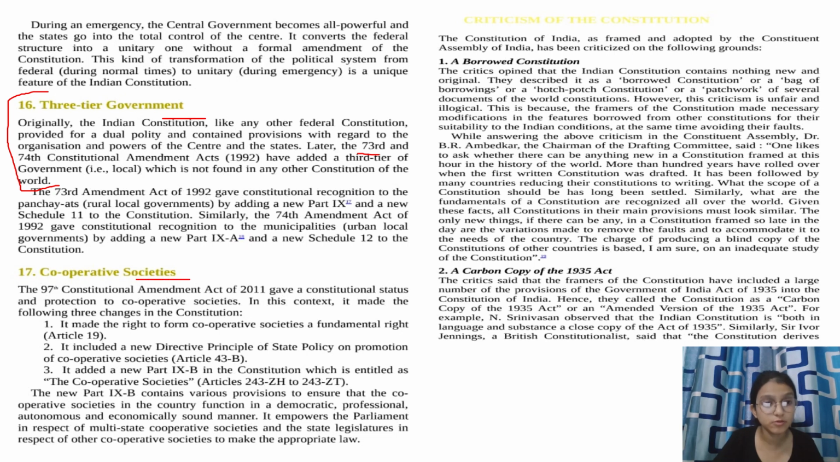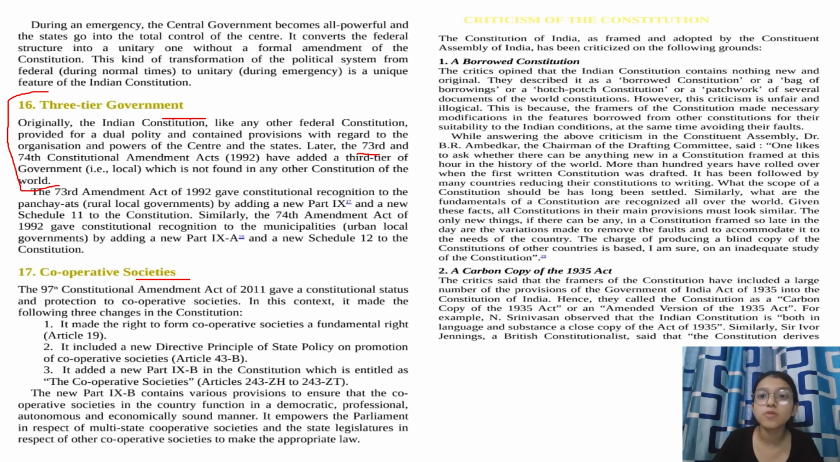Then we have cooperative societies, which was added by the 97th Constitutional Amendment Act, and which is also a feature of our Indian Constitution. These are the kind of features that we have under the Indian Constitution. If you want to write down the exact paragraph, you can, but I don't think that is necessary. The only necessary thing is to understand the features, what their basic meaning is. Once you understand the core points, you can make the answer on your own with proper words and proper sentences.